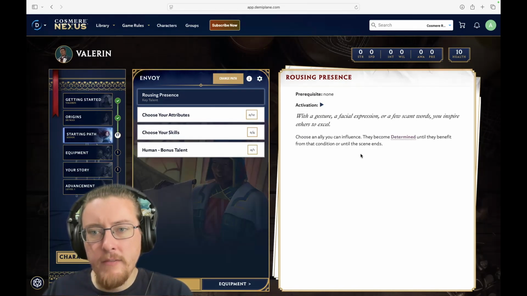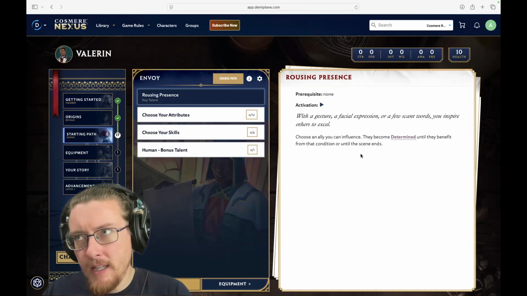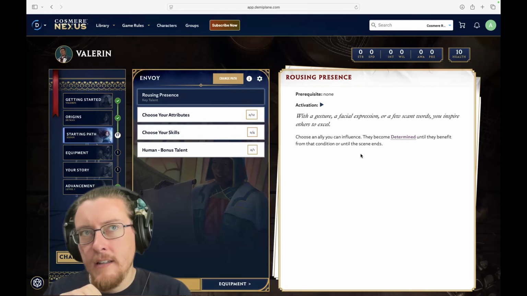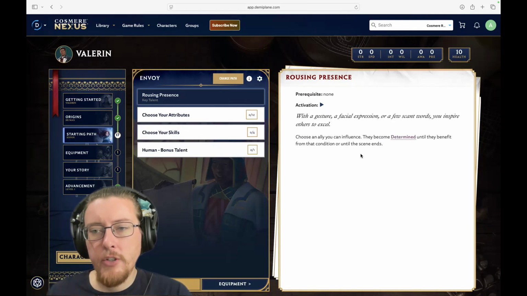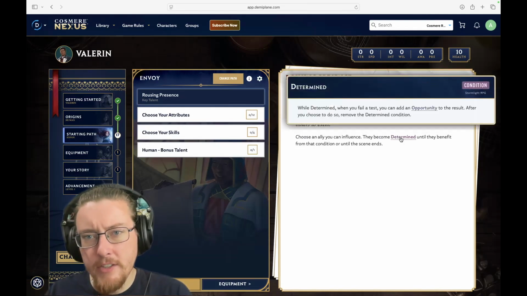Choose an ally you can influence. That means that they're not out of sight, out of earshot. They aren't in a state where they cannot understand you. They become determined. That means when they fail a test, they can add an opportunity to the result.